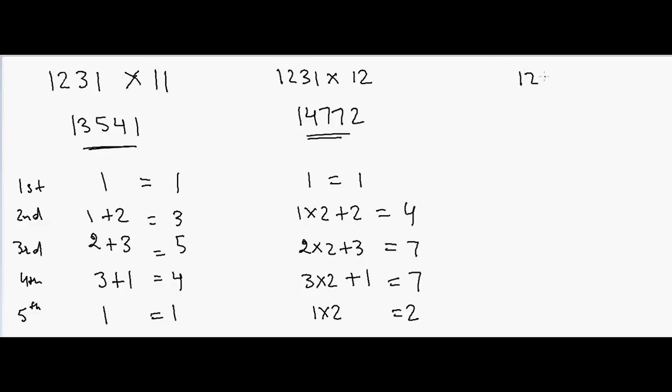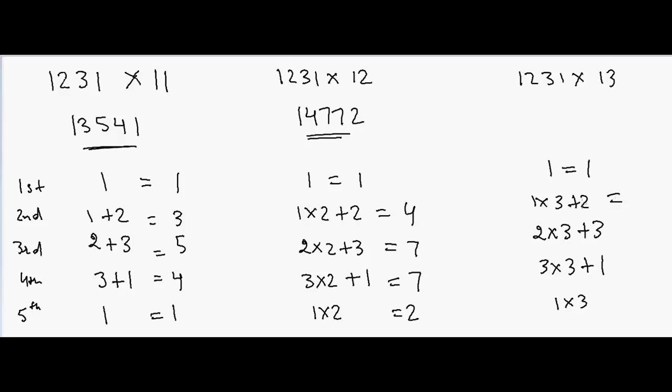Again, if I have to multiply 1, 2, 3, 1 by 13, then the answer will be equal to 1, 1 into 3 plus 2, 1, 2 into 3 plus 3, 3 into 3 plus 1, and 1 into 3. So that will give me 3 plus 2 is equal to 5. 3 into 2 is 6 plus 3 is 9, and 3 into 3 is 9 plus 1 is 10. So here we have 10 and here we'll have 3.